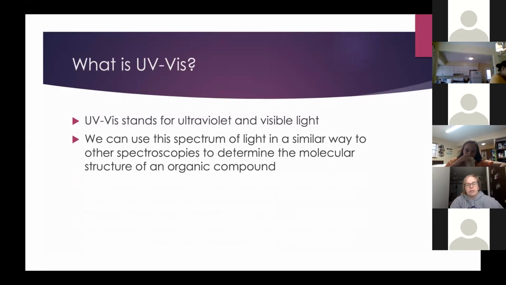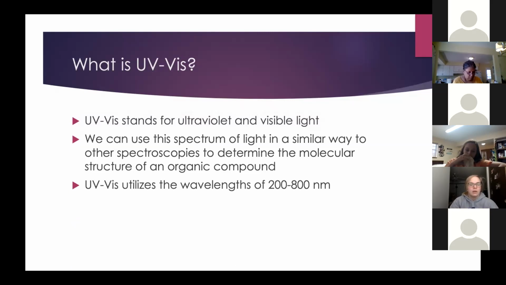We use the spectrum of light in a similar way to other spectroscopies, like the carbon-13 NMR or the hydrogen proton NMR. And it helps us determine the molecular structure of an organic compound. So this particular one uses 200 to 800 nanometers for the wavelength.